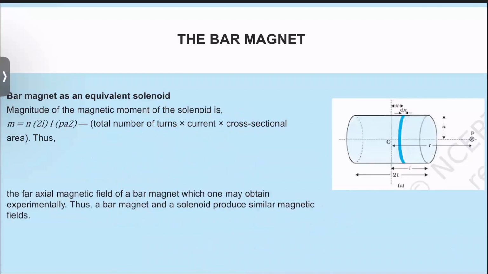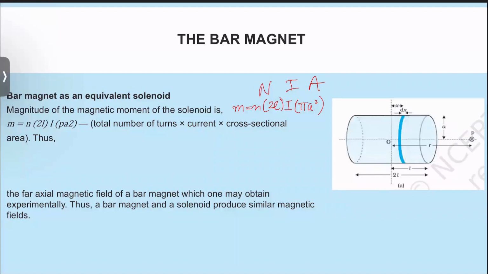Now the magnitude of magnetic moment of the solenoid that we have already seen, I will just write this properly here, is m is equal to n times 2l times I pi, sorry, I pi a square. This is your area, and n times 2l is your total number of turns. So this is actually of the form NIA. This is the magnetic moment of the solenoid. Over here you are seeing total number of turns, the current, and the cross-sectional area.